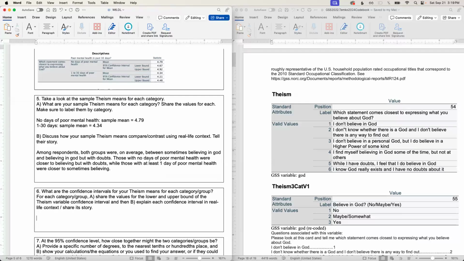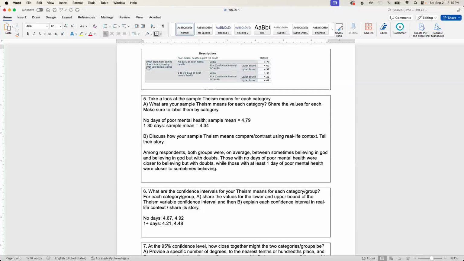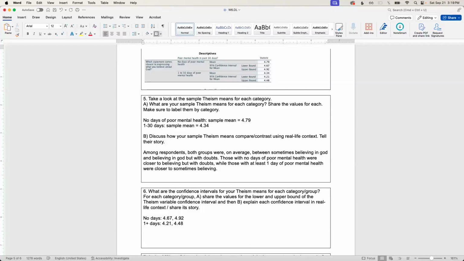What are the confidence intervals for them? So here's where we can see the lower and upper bounds, and that's where I'm going to grab it from. And so for no days of poor mental health, it is 4.67 to 4.92. And for 1+ days, so any number of days, it's 4.21 and 4.48. What do they mean in context?